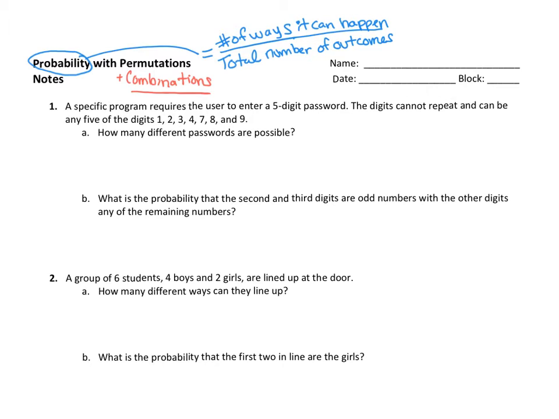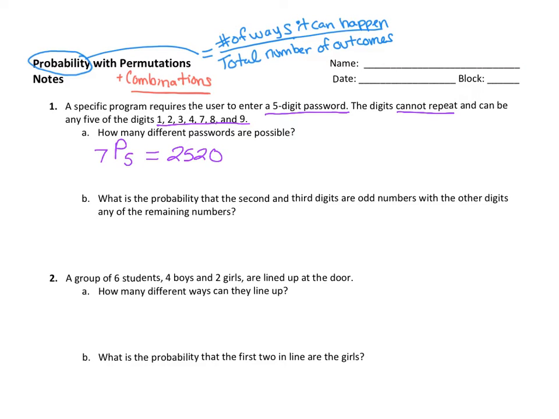So if I look at this first example, it says a specific program requires the user to use a 5-digit password. The digits cannot repeat and can be any of the digits 1, 2, 3, 4, 7, 8, 9. So I have 7 options, and it's going to be a permutation. I'm going to choose 5 of them because order does matter. And that'll get me 2,520. So that's the total number of outcomes I could have of making a 5-digit password where the digits cannot repeat out of 1, 2, 3, 4, 7, 8, 9.